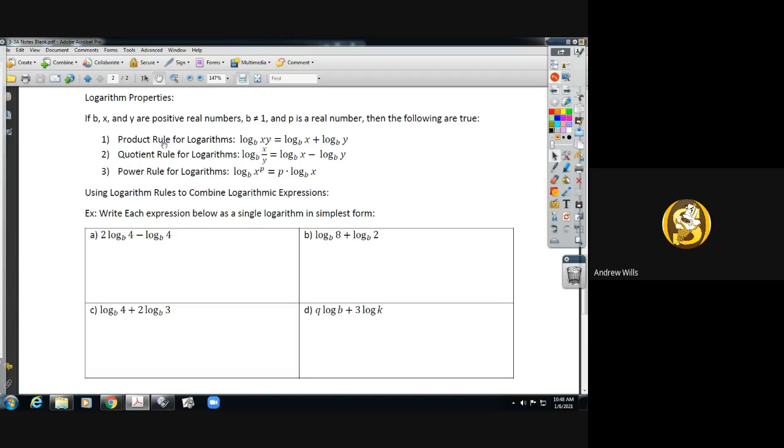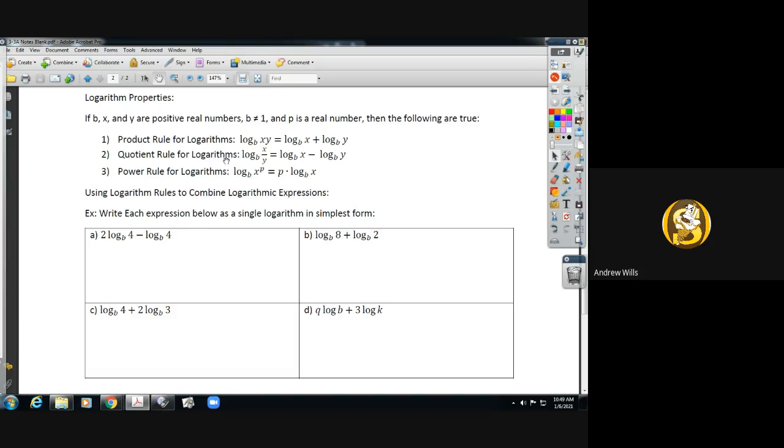Quotient rule for logarithms. If we have a logarithm that contains a quotient, log base b of x over y, that also can be split up into two separate logarithms, log base b of x minus log base b of y. Your numerator is your first logarithm minus your denominator, which is your second logarithm.